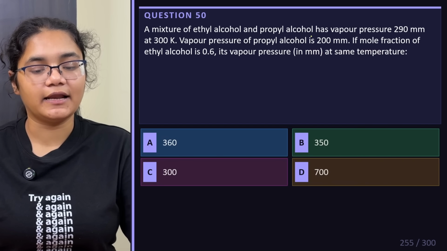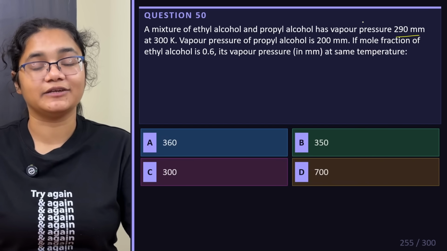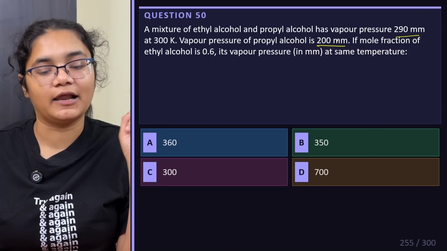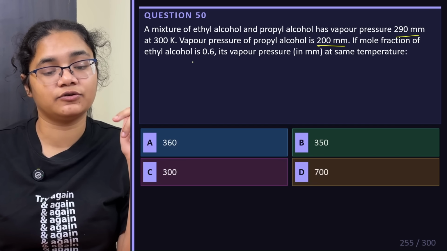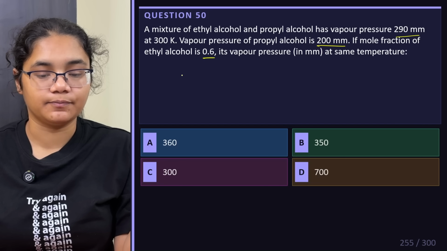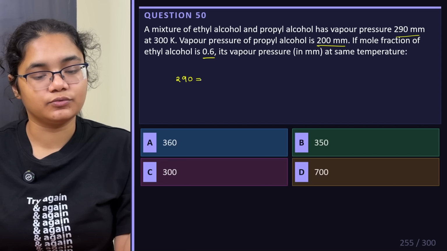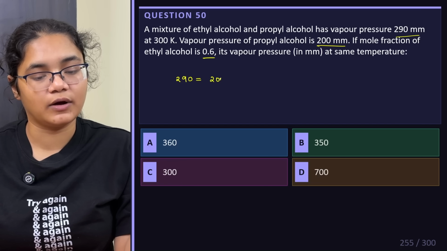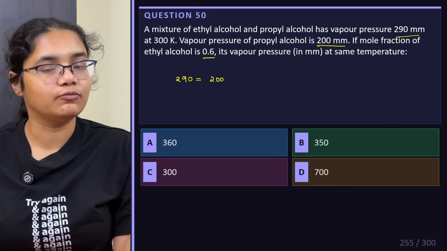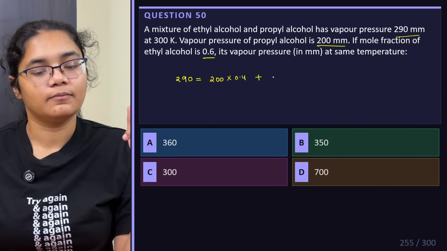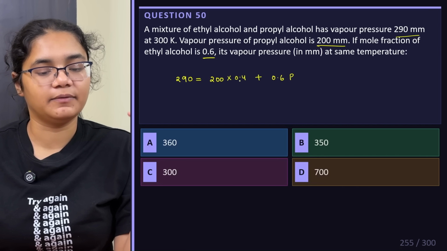Next, a mixture of ethyl alcohol and propyl alcohol has a vapor pressure of 290 mm at 300 Kelvin. Vapor pressure of propyl alcohol is 200. If the mole fraction of ethyl alcohol is 0.6, find its vapor pressure at the same temperature. Okay, so total vapor pressure is 290. Now, vapor pressure of propyl alcohol is 200. Ethyl alcohol mole fraction is 0.6, that means propyl alcohol will be 0.4, plus 0.6 into the p value.